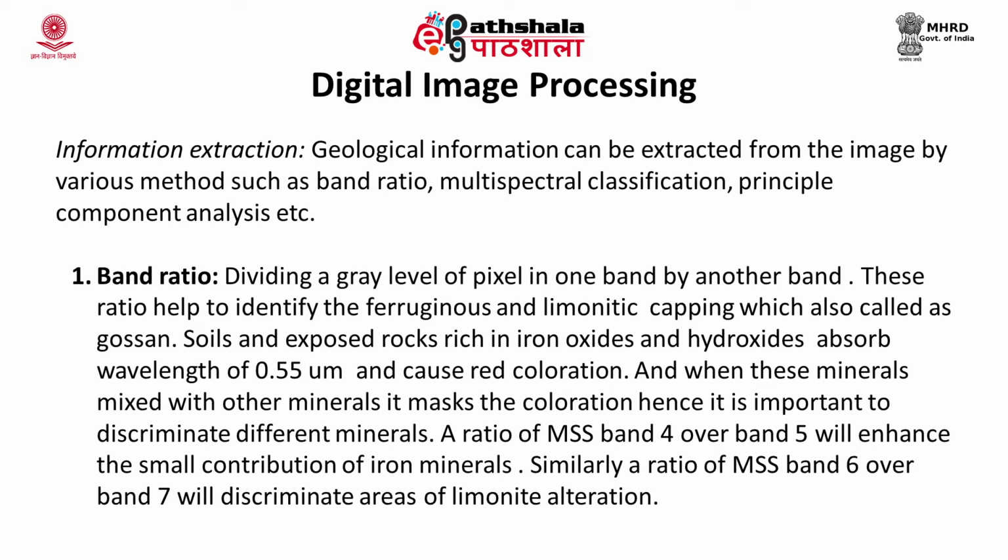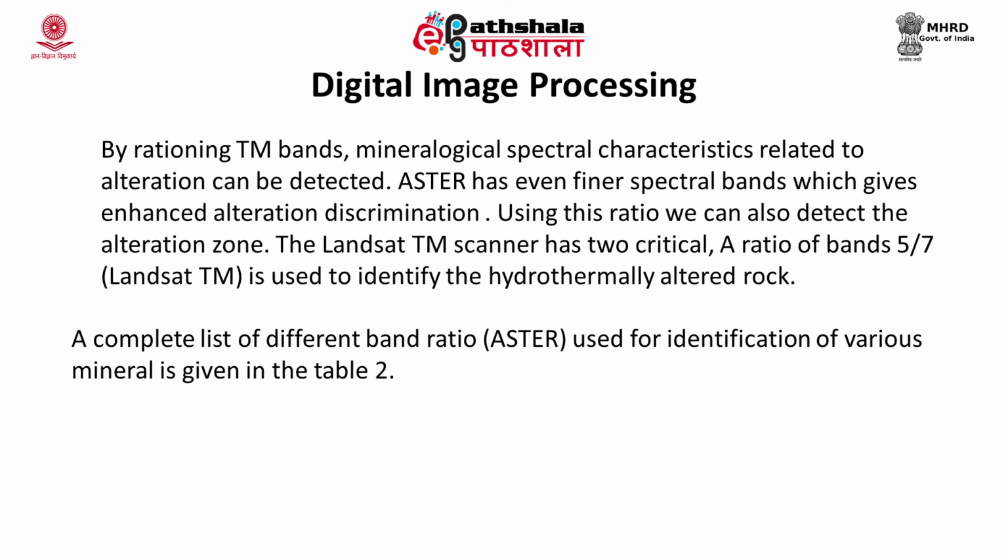So, a ratio of MSS band 4 over band 5 will enhance the small contribution of the iron mineral. So, you can discriminate those and you can identify the mineral. Similarly, a ratio of MSS band 6 over 7 will discriminate areas of limonite alteration. And by ratioing TM bands, the mineralogical spectral characteristics related to the alteration can be determined and detected. Aster has even finer spectral bands, which give enhanced alteration discrimination. Using this ratio, we can also detect the alteration zone.